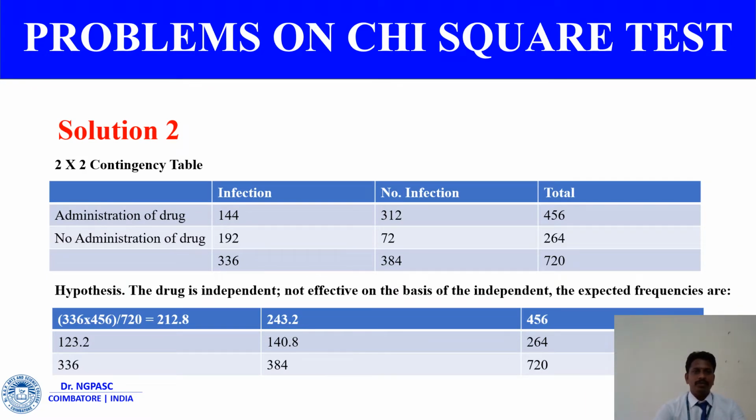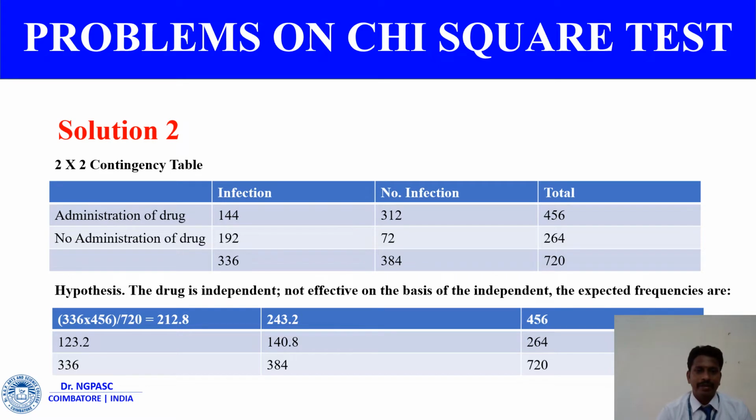Solution of problem number 2. In a 2 by 2 contingency table, the given table. The hypothesis is that the drug is independent, that is, not effective, and we proceed on the basis of independence. The expected frequencies: we get the expected frequency of 144 by using the formula row total into column total divided by grand total.